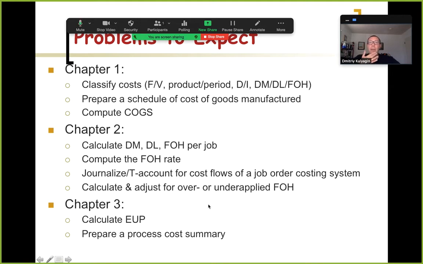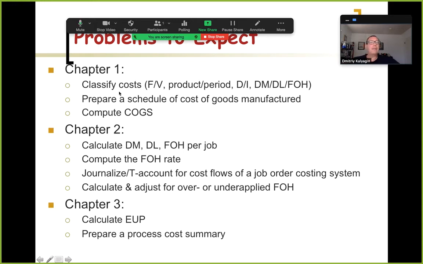So this is probably the most useful slide here. I'm telling you what type of problems to expect. So if it's not on here, you will not have that problem. I might ask you a multiple choice question on that concept, but you will not have a problem for that concept. So in chapter 1, you will have 3 problems. Some of them might be combined.